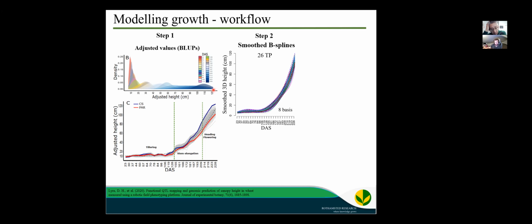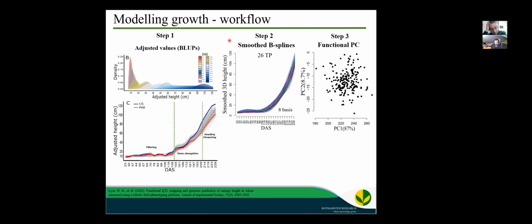We use B-splines with 8 bases, as we have 26 time points. You cut it in pieces and extract information. That's what the regression spline is doing. And then the third step is to run a functional mapping. You basically take all these smoothed B-splines and run a functional PCA, a PCA analysis in the end.